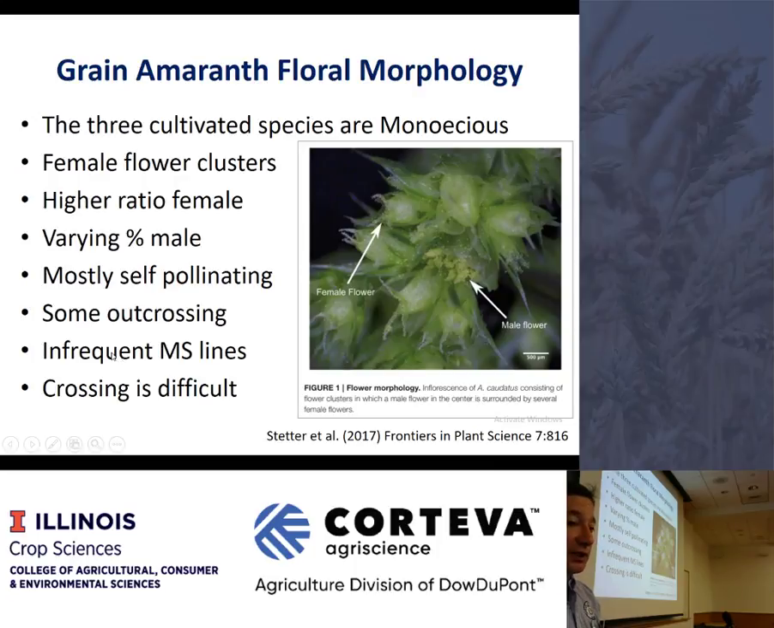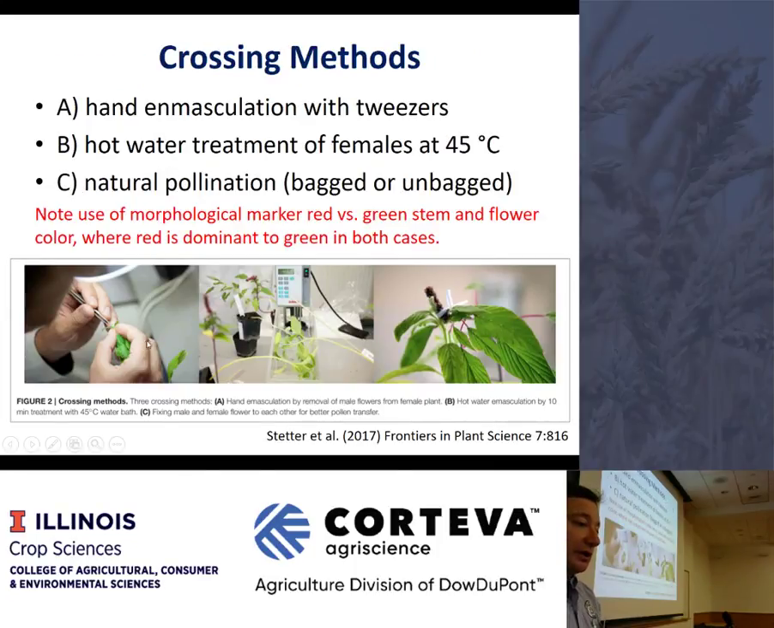There's infrequent occurrence of male sterility, and so far there's no hybrid breeding, and crossing tends to be difficult because of 2 things I'll mention here, which are hand emasculation. If you thought the spikelets in sorghum were bad, try amaranth. As a younger version of myself, I was able to do that, but my eyesight is gone now for hand emasculation.